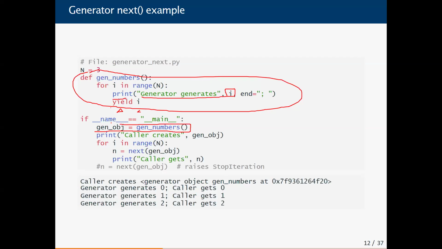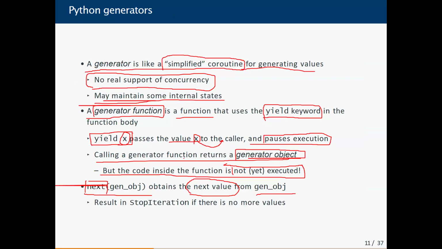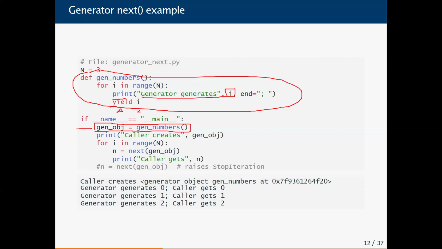this generator object. But as we said, when we call this generator function, the code inside this function is not yet executed. Then we print that the caller creates a generator object. Then we execute the code inside.